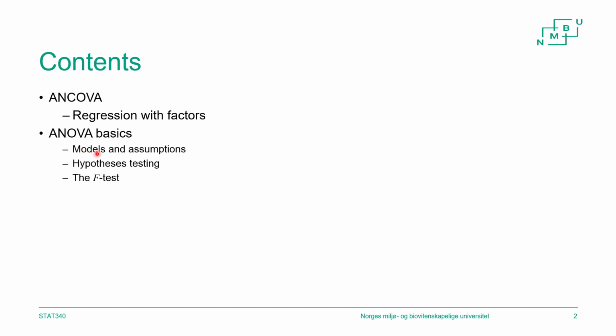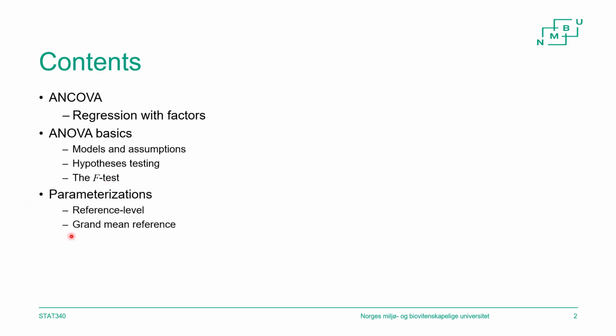We have to say a few words about the models and assumptions, which is fairly similar to what we saw last week. Hypothesis testing. It's a slightly different machinery, but the idea is the same, but it results in an F-test instead of a T-test. So some difference in the mathematical machinery, but we don't dive very deeply into that.